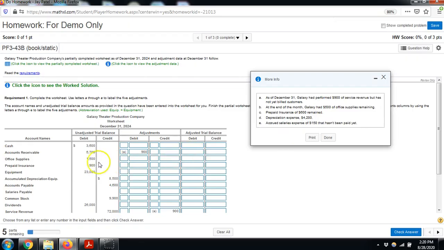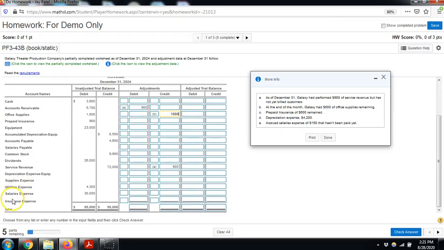So what we'll have to do is reduce our office supplies by 1,000, which is going to involve a credit of 1,000, since office supplies is an asset. And we're going to have a supplies expense, which is going to be a debit of 1,000. Okay, so that's the second one.